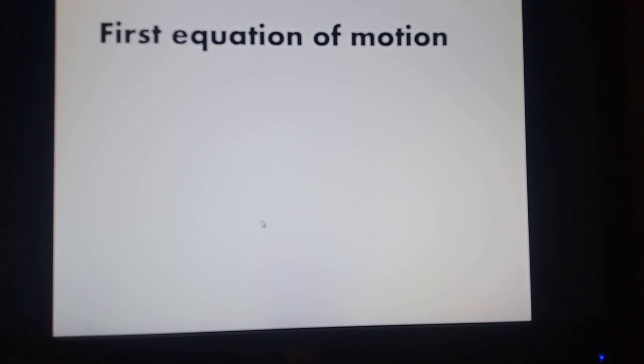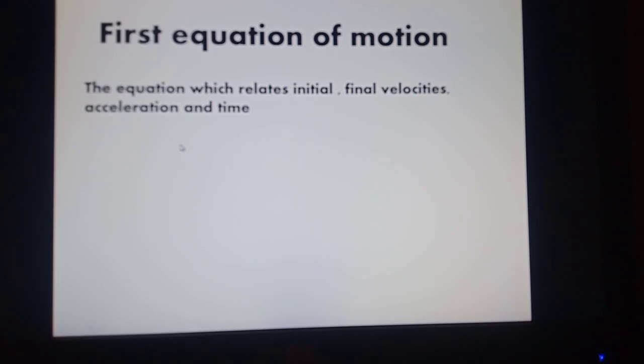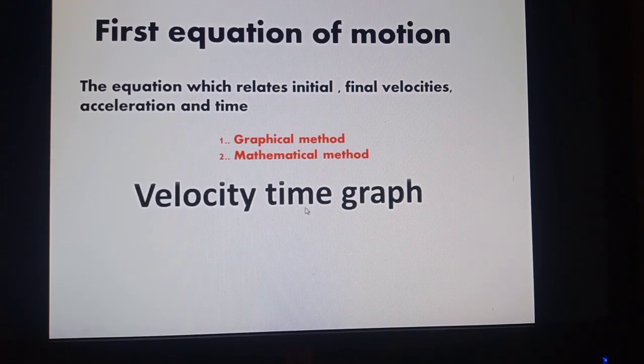Our today's topic is the derivation of the first equation of motion. Students, an equation that relates initial velocity, final velocity, acceleration and time is called the first equation of motion. There are two methods of deriving the first equation of motion. One is called the graphical method and the other is called the mathematical method. First, we will derive this equation of motion using the graphical method.